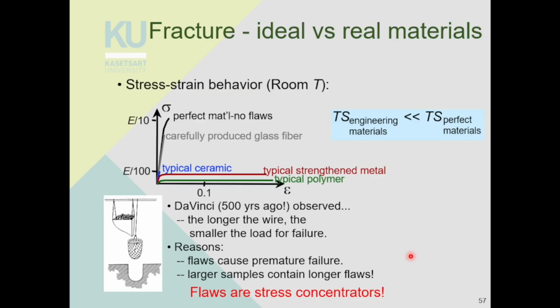Okay, so when you compare ideal material to real material, we find that the tensile strength of engineering material, like real material, is a lot less than that of perfect material at room temperature. The reason for that is flaws or defects, because flaws can cause premature failure. A larger sample contains larger flaws, longer flaws, and more flaws in general. So flaws are stress concentrators.